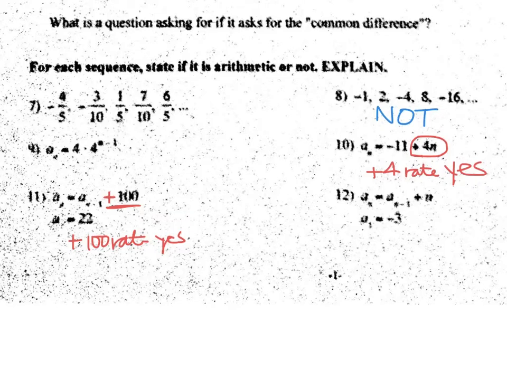Question 12 says you're adding n each time, which is not going to be the same amount because you're changing terms each time. So since you're adding a different amount every time, this one is a no. Question 9 says you're multiplying the previous term, and we've never had n-1 in an exponent, so this one's going to be a no. And then question 7, think about when you add or subtract fractions. Remember, you have to have the same denominators, so that's something that we need to do here.